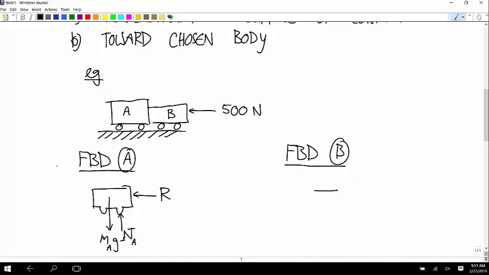And then body B, we have a weight force of MBG, and a pushing force from the ground, perpendicular to the ground, the surface of contact, toward the chosen body, and I'll call that NB.